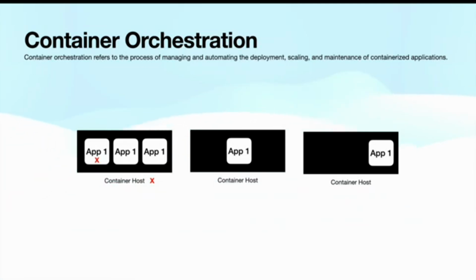Container orchestration refers to the process of managing and automating the deployment, scaling, and maintenance of containerized applications. It enables you to automate tasks such as provisioning resources, deploying containers, scaling up and down depending on the demand, and managing the networking between containers. They also provide features for monitoring the health of the containers, managing their storage, and handling updates and upgrades.